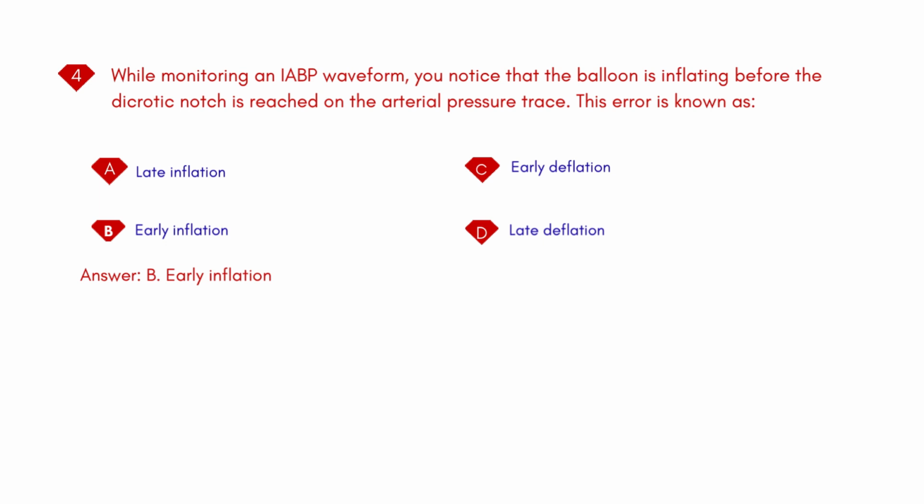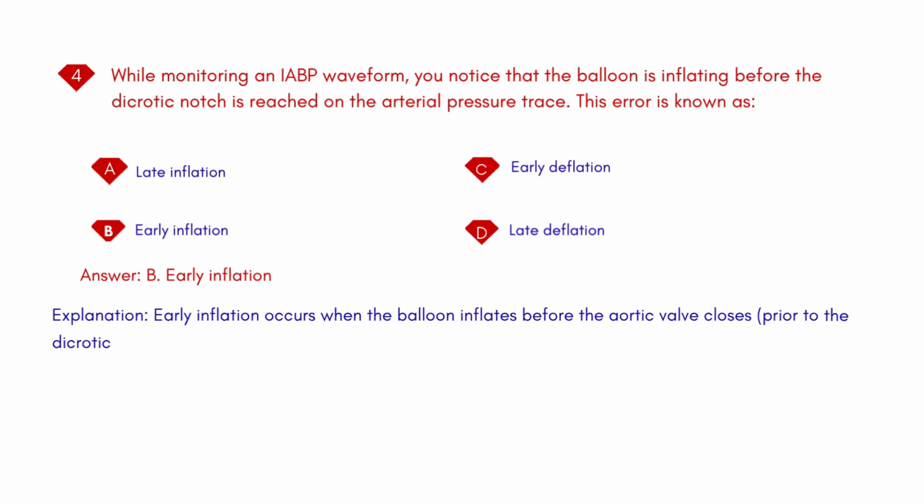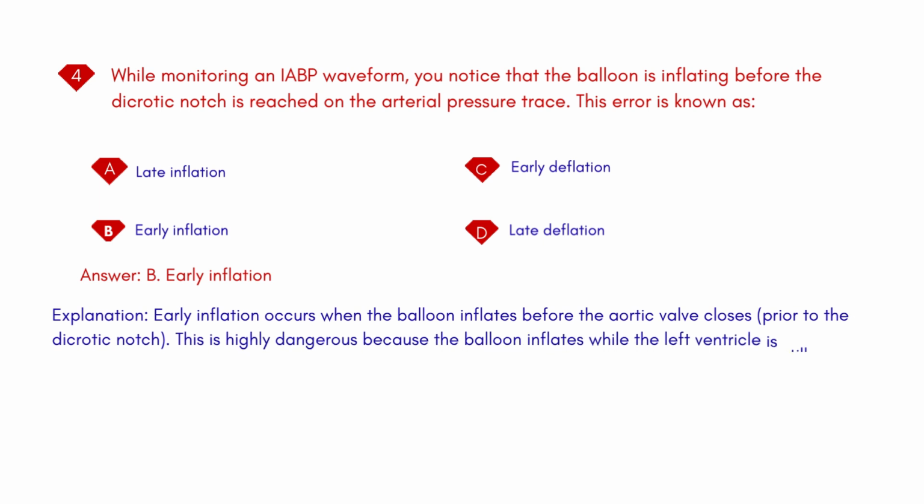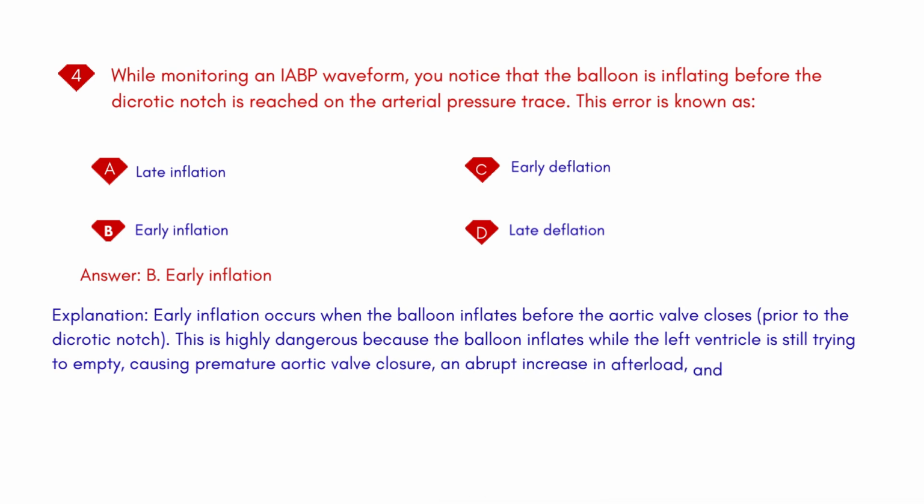Answer: B. Early inflation. Explanation: early inflation occurs when the balloon inflates before the aortic valve closes, prior to the dicrotic notch. This is highly dangerous because the balloon inflates while the left ventricle is still trying to empty, causing premature aortic valve closure, an abrupt increase in afterload, and increased myocardial oxygen demand.